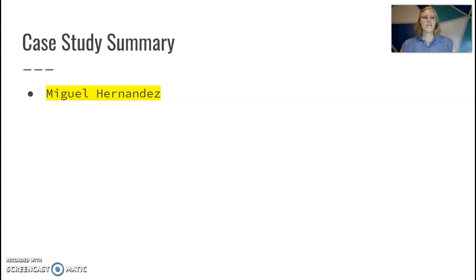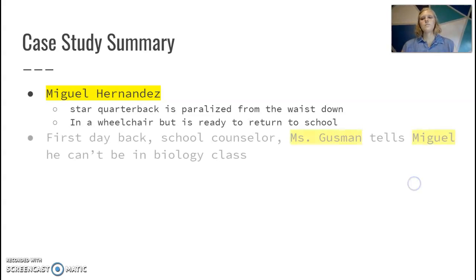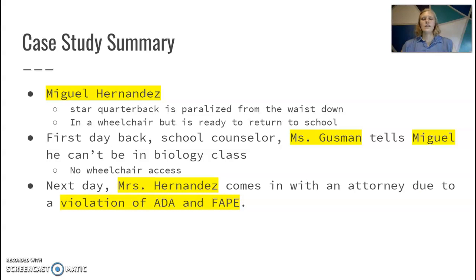As a sophomore, he is our star quarterback, and unfortunately, at one of his games, he was left paralyzed from the waist down. After many weeks of physical therapy, his doctors finally released him and said he was ready to return back to school. First day back, the school counselor, Miss Guzman, tells Miguel he can't be in biology class because it is not wheelchair accessible. The next day, Mrs. Hernandez comes into my office with her attorney due to a violation of ADA and FAPE.